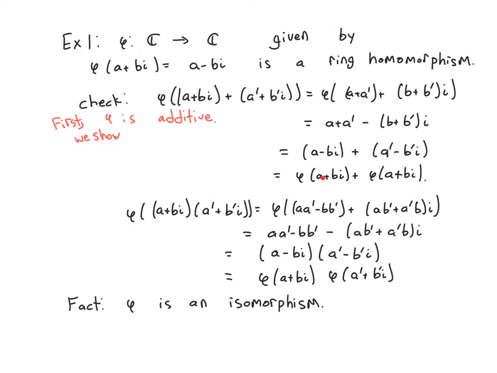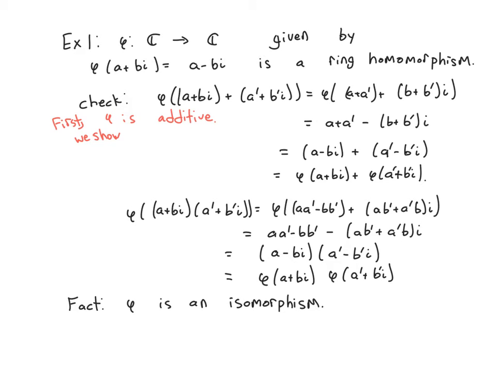Phi of a plus bi should be a minus bi, and phi of a prime plus b prime i should be a prime minus b prime i. These two terms differ by commuting the middle two elements. So we have equality there. So we do in fact see that this function is additive.